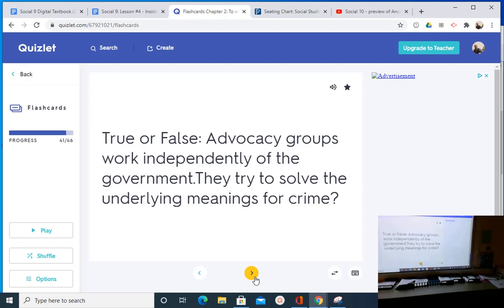True or false? So you got a 50-50 chance here. Advocacy groups work independently of the government. They try to solve the underlying reasons for crime. Let's go, left hands up for true, right hands up for false. You gotta go with one. I'm seeing some righties. Any lefties? Now I just see people jumping in on the right because a lot of people are on the right. So hopefully it's, what did I say right was? False. False? So hopefully it's false.